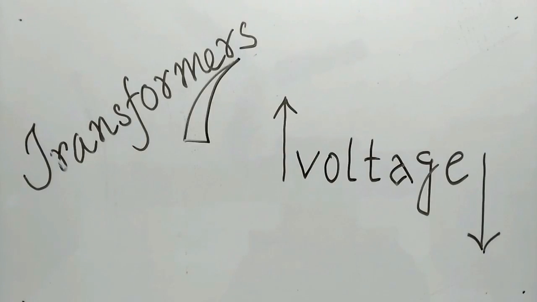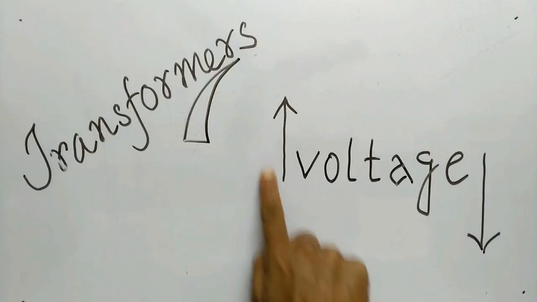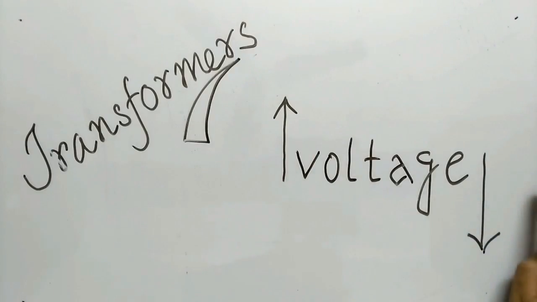A transformer is a device that can transform an alternating potential difference. The main function of a transformer is either to increase or to decrease the potential difference. Let us see how a transformer functions.